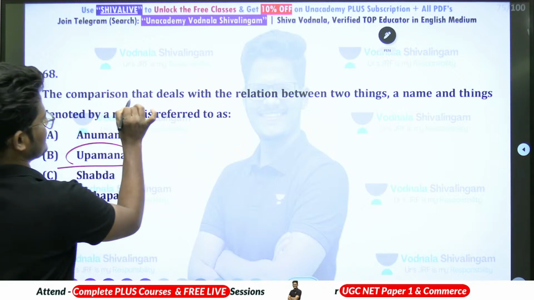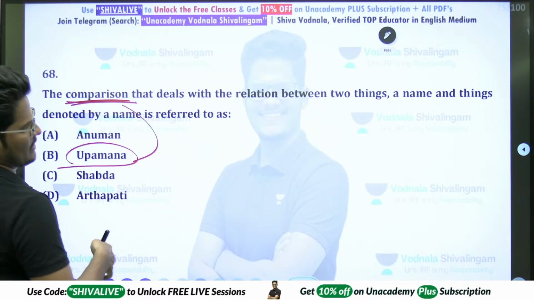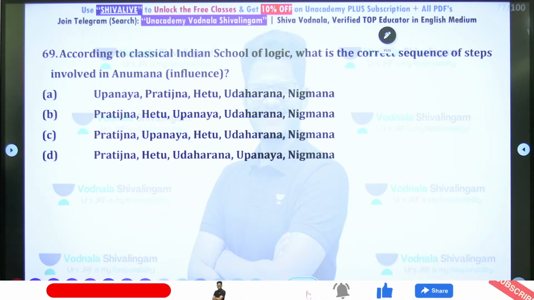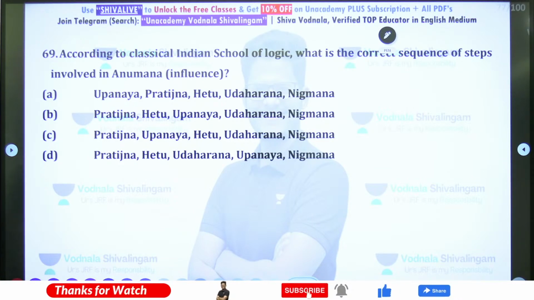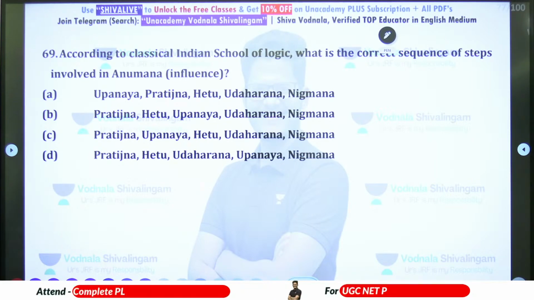Option B is the correct answer. Comparison is the keyword for this answer. Comparison means Upamana. According to the classical Indian school of logic, what is the correct sequence of steps involved in Anumana? Anupalabdhi means recognition of a non-existence, recognition of an absence. Shirisha is not in the class. That's what Anupalabdhi is.